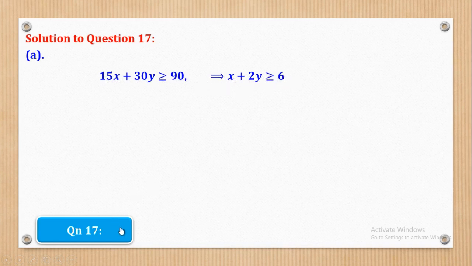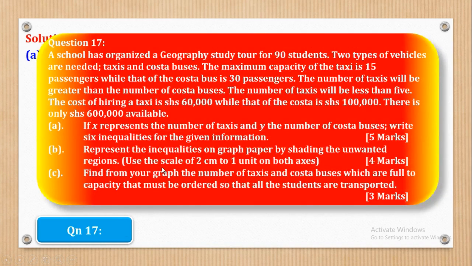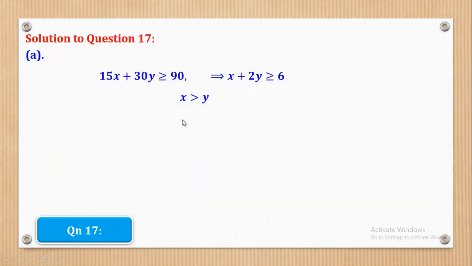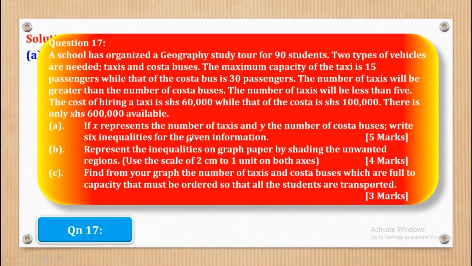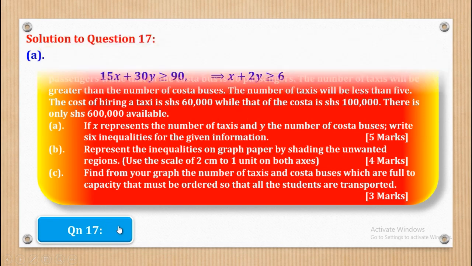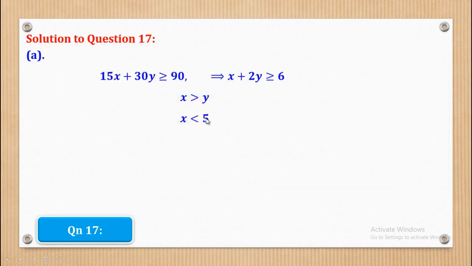Let us see another equation. Now another equation will be got from, here they said the number of taxis will be greater than the number of coasters. Remember, taxis is x and coasters is y. What does that mean? It means that x is greater than y. Now this is our second equation. Now let's go to the third one. Third one, they told us the number of taxis will be less than 5. Remember, x is the number of taxis, therefore x will be less than 5. This is where the third equation is coming from.